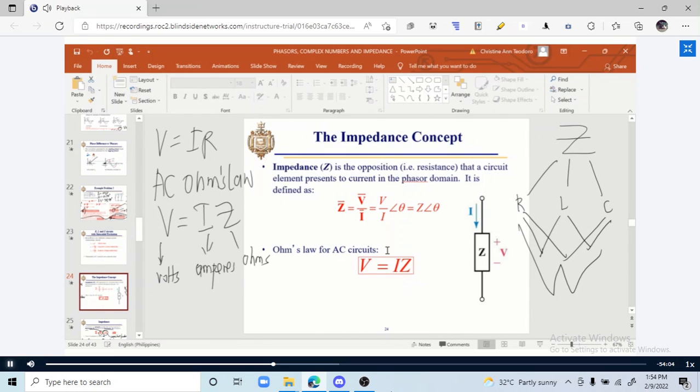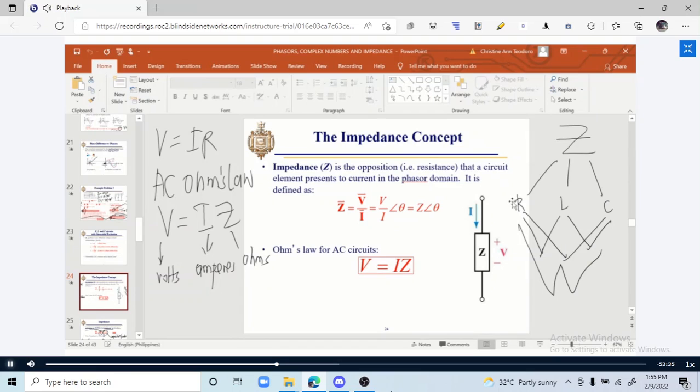Now, for the impedance concept. When we say impedance, okay, impedance is the opposition or the resistance that a circuit element presents to current in the phasor domain. It is defined as Z, which is the impedance, equal to Z angle theta. Now, what do we mean by impedance? Impedance is the combination of R, L, and C.